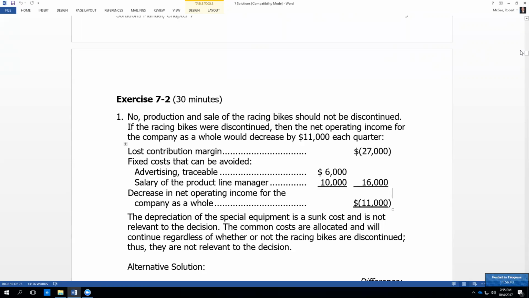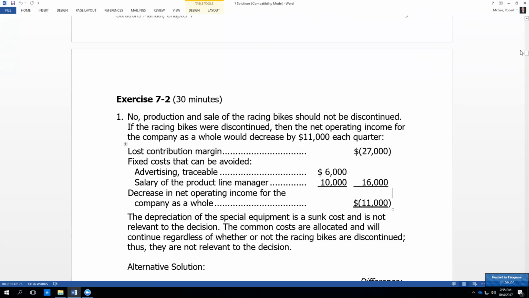They give us the answer and then they give us the reason. No. Production and sale of the racing bikes should not be discontinued. If the racing bikes were discontinued, then the net operating income for the company as a whole would decrease by $11,000. So where does that come from?